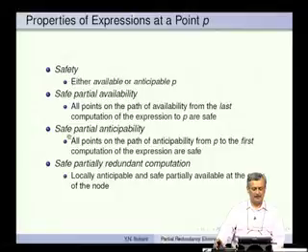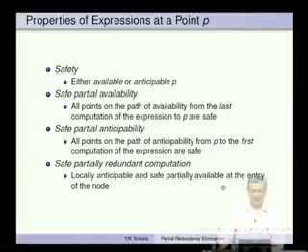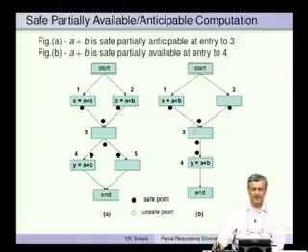And safe partial anticipability is similar. All points on the path of anticipability from P to the first computation of the expression are safe. And what is a safe partially redundant computation? It must be locally anticipable, that is computed within the basic block, and safe partially available at the entry to the node. So, let us look at some examples.